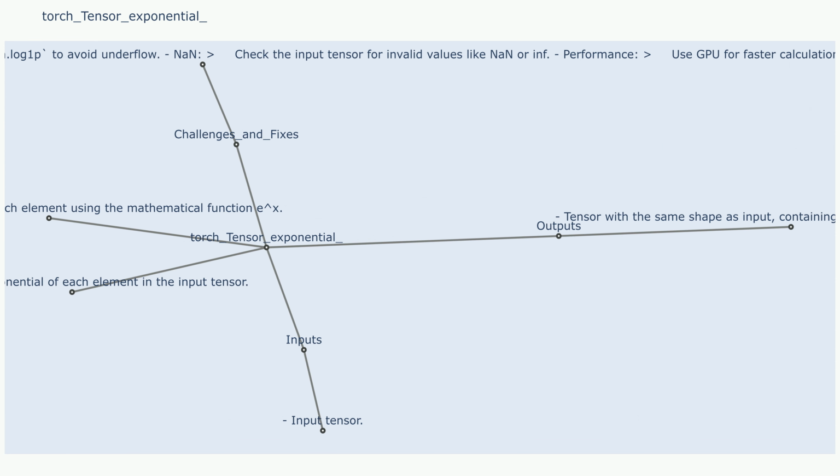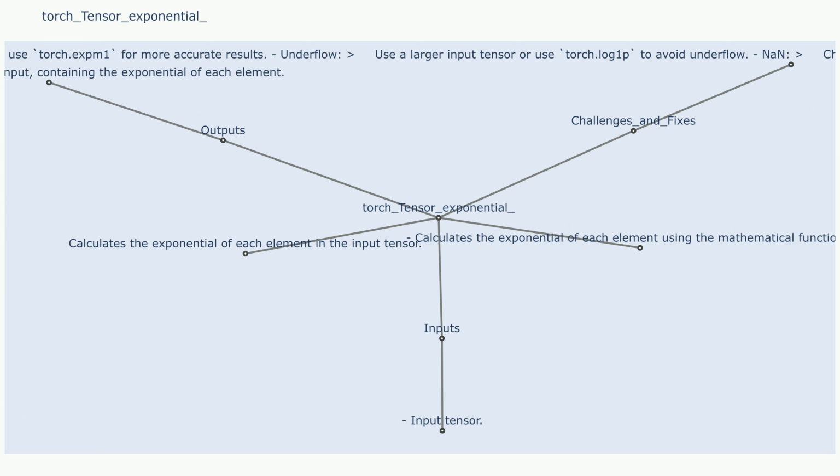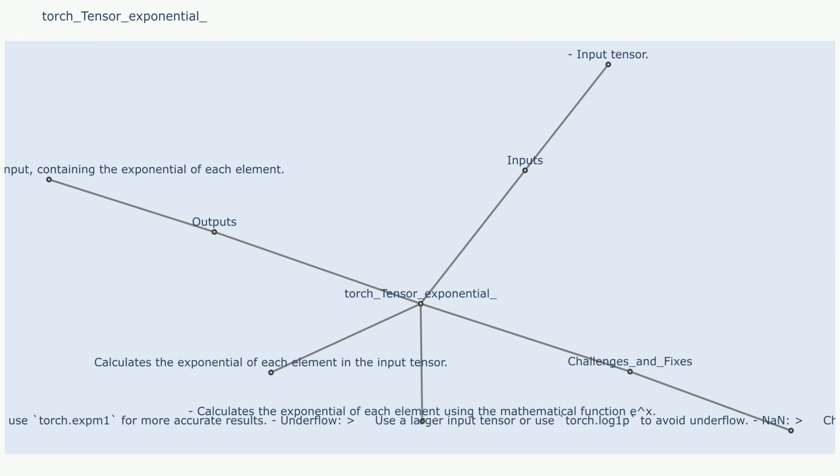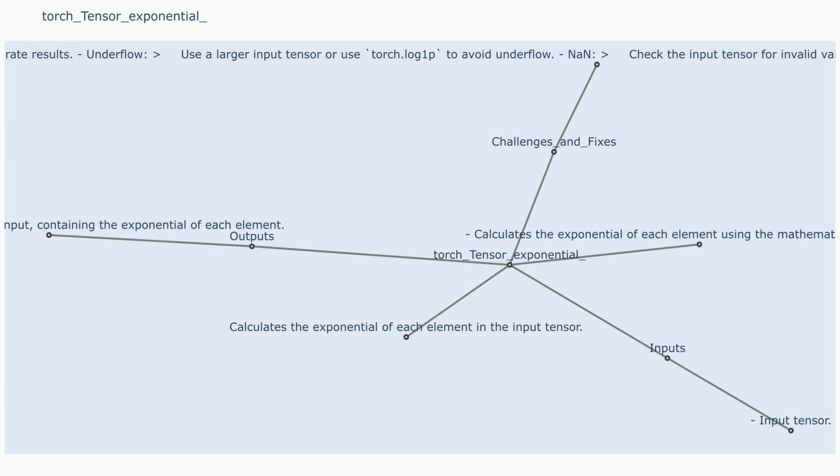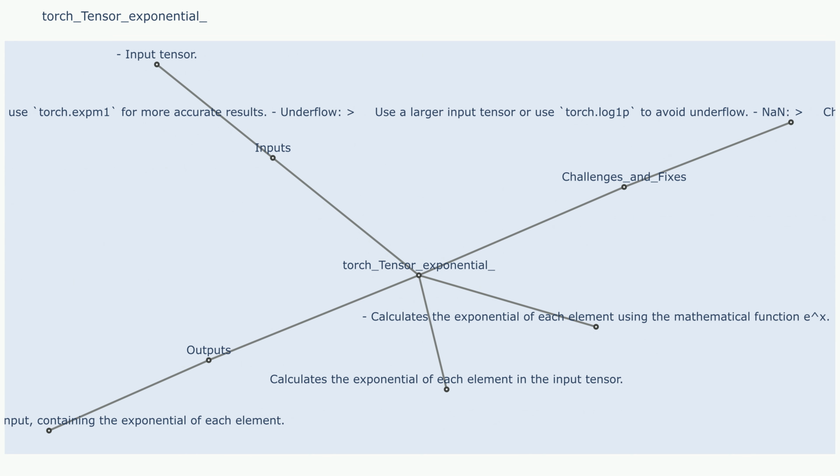Challenge 2: Not a number values in the input tensor. If the input tensor contains NaN values, the exponential function will also produce NaN values in the output tensor. Before applying the exponential function, it is advisable to handle any NaN values present in the input tensor. This can be done by replacing them with a suitable substitute value or by selectively excluding them from the calculation.